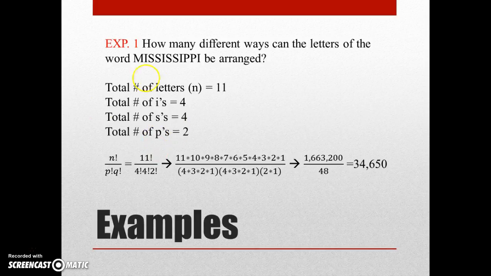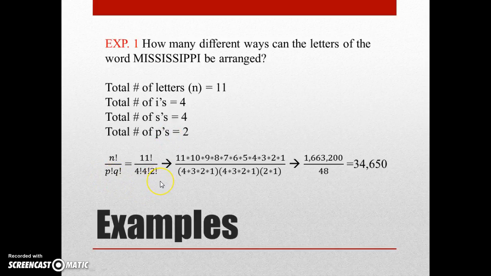So again, if we plug all this into our formula, n factorial over p factorial q factorial, we get our n, which is 11 factorial, over everything that repeats, right? So we have 4 factorial, and 2 factorial. The first 4 factorial stands for the number of i's, the second 4 factorial stands for the number of s's, and the 2 factorial stands for the number of p's, right? Because all that repeats, we use this formula.